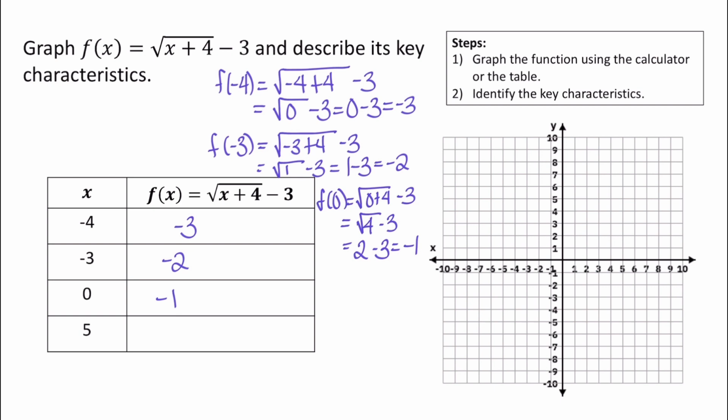And now we have f(5), which equals the square root of (5 + 4) minus 3. The square root of 5 plus 4 is the square root of 9, minus 3. So we have the square root of 9, which is 3, and 3 minus 3 is 0. So let's plot these points now on our grid. So we have (−4, −3), (−3, −2), (0, −1), and (5, 0). When I connect these points, I now have the graph of my square root function. Draw that a little better.